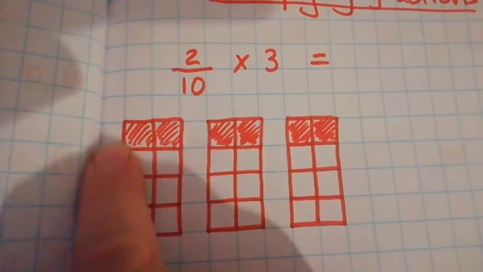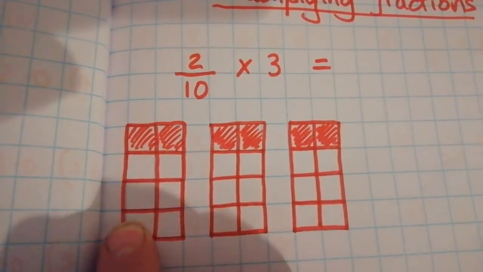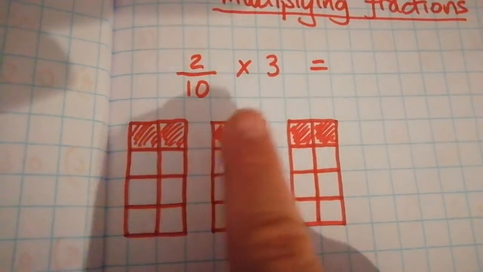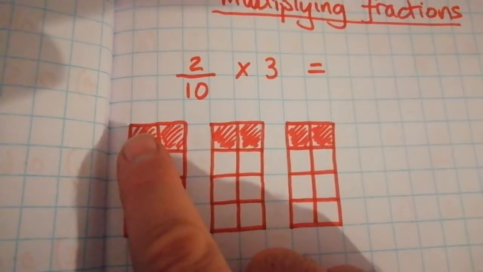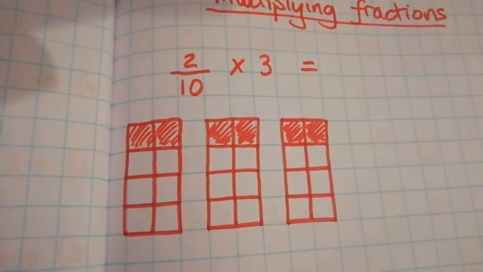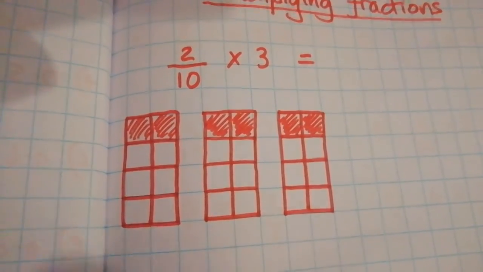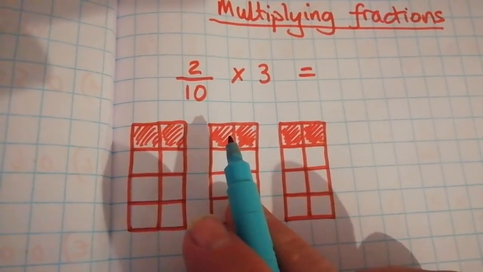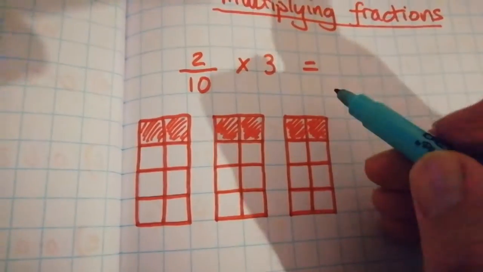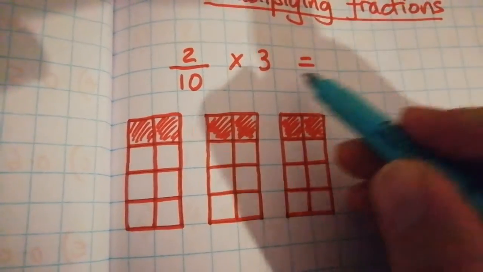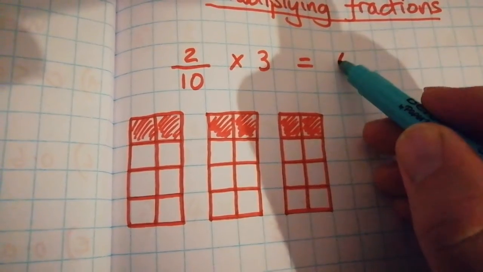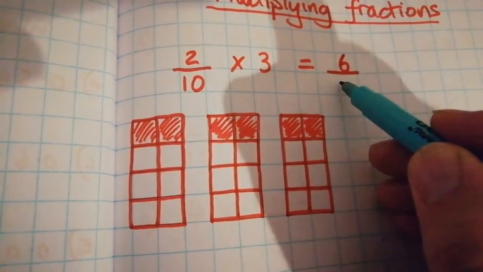So, if I've got 2 tenths here, when I multiply it by 3, it's like saying I need 3 lots of 2 tenths. So I've got 2 tenths, and another 2 tenths, and another 2 tenths. And we know from our adding of fractions that 2 tenths add another 2 tenths, add another 2 tenths is 6 tenths, not 6 thirtieths. So 2 tenths multiplied by 3 is going to be 6 tenths.